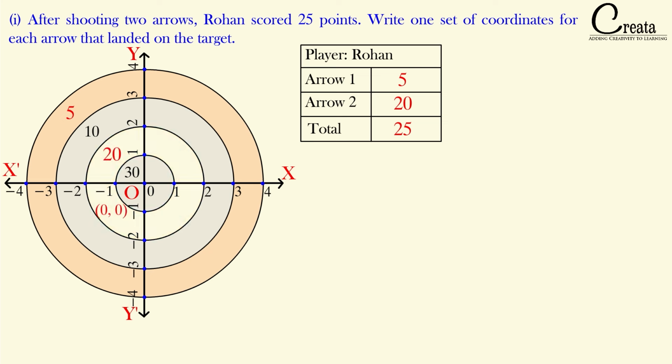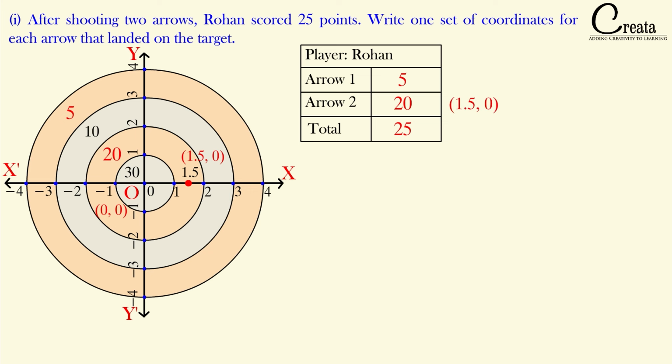Firstly, let's take the 20-point zone. This is the 20-point zone. For example, the arrow has landed at the center point. This point is between 1 and 2. For example, let's say it is 1.5. From 0, this distance is 1.5. And the y coordinate is 0. So we will say the x coordinate of this point is 1.5 units and the y coordinate is 0. So its coordinates will be (1.5, 0).